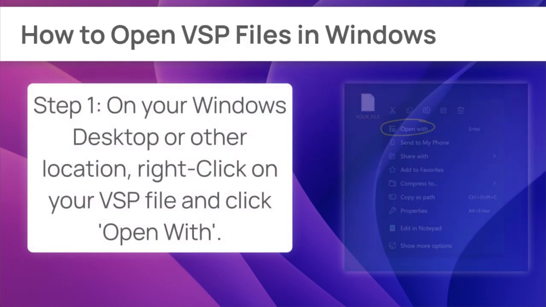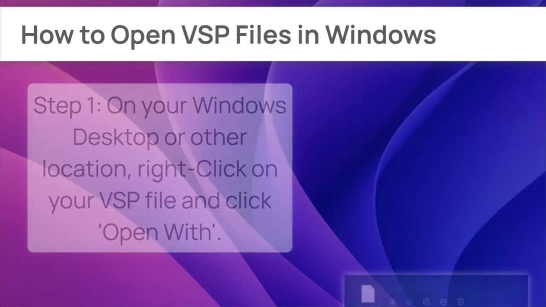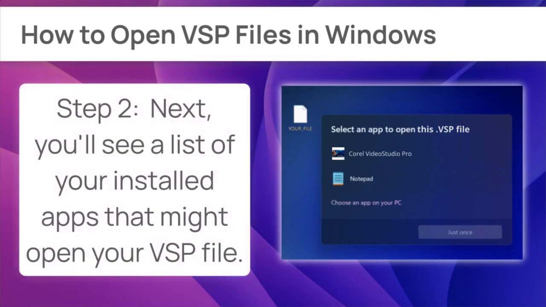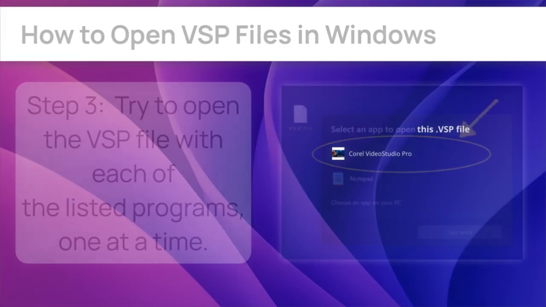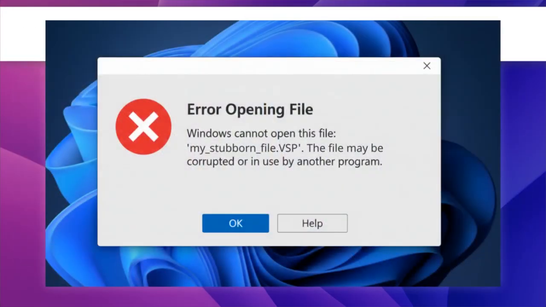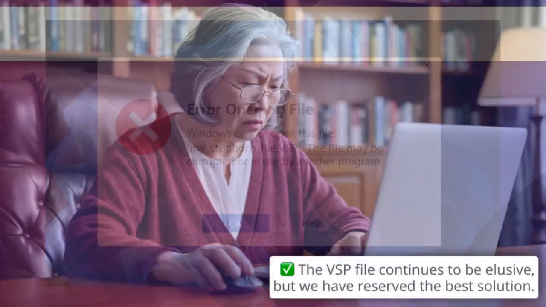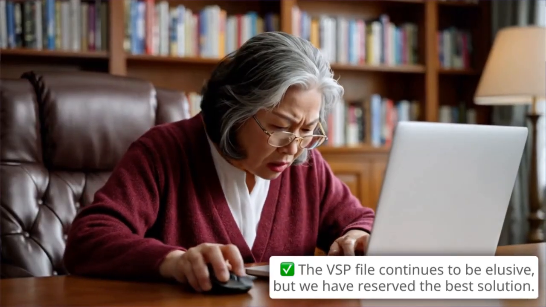Open the menu by right-clicking your VSP file and choosing Open With. Try Corel VideoStudio Pro first. If it's absent, select another program. This trial and error process is crucial for troubleshooting. If the VSP file still will not open, there is no need to stress. The VSP file is more stubborn than we thought.